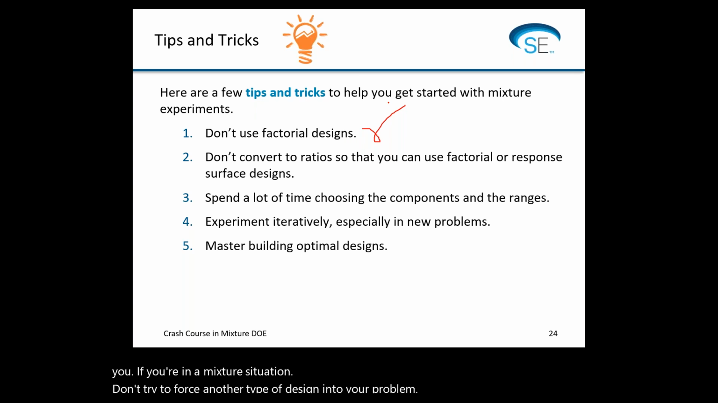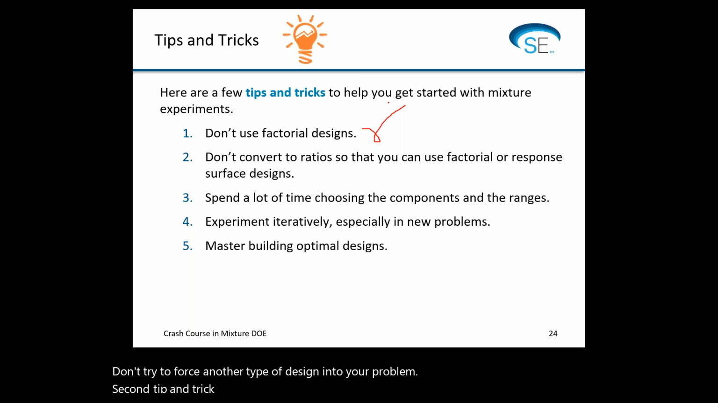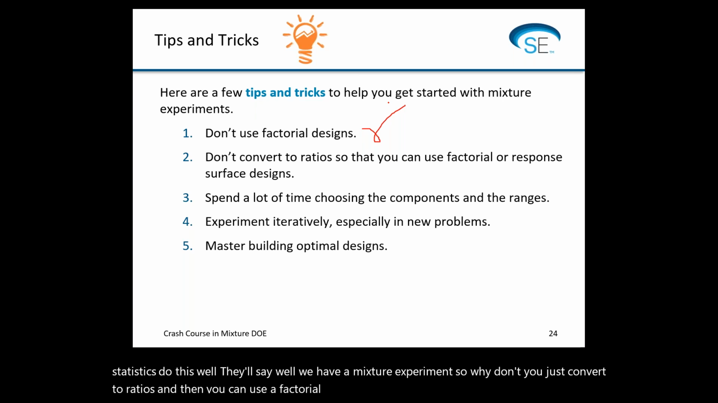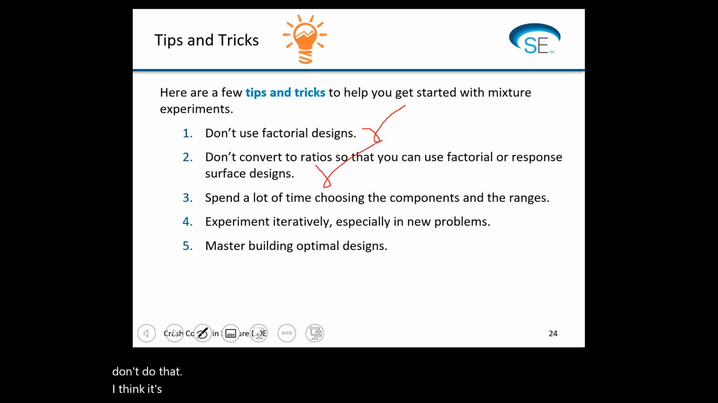Second tip and trick is don't convert. Lots of people, and I've seen people with master's degrees in statistics do this, will say, well, we have a mixture experiment, so why don't you just convert to ratios, and then you can use a factorial or a response surface design. My suggestion is don't do that. I think it's a really bad idea for the most part, except in a few special cases.